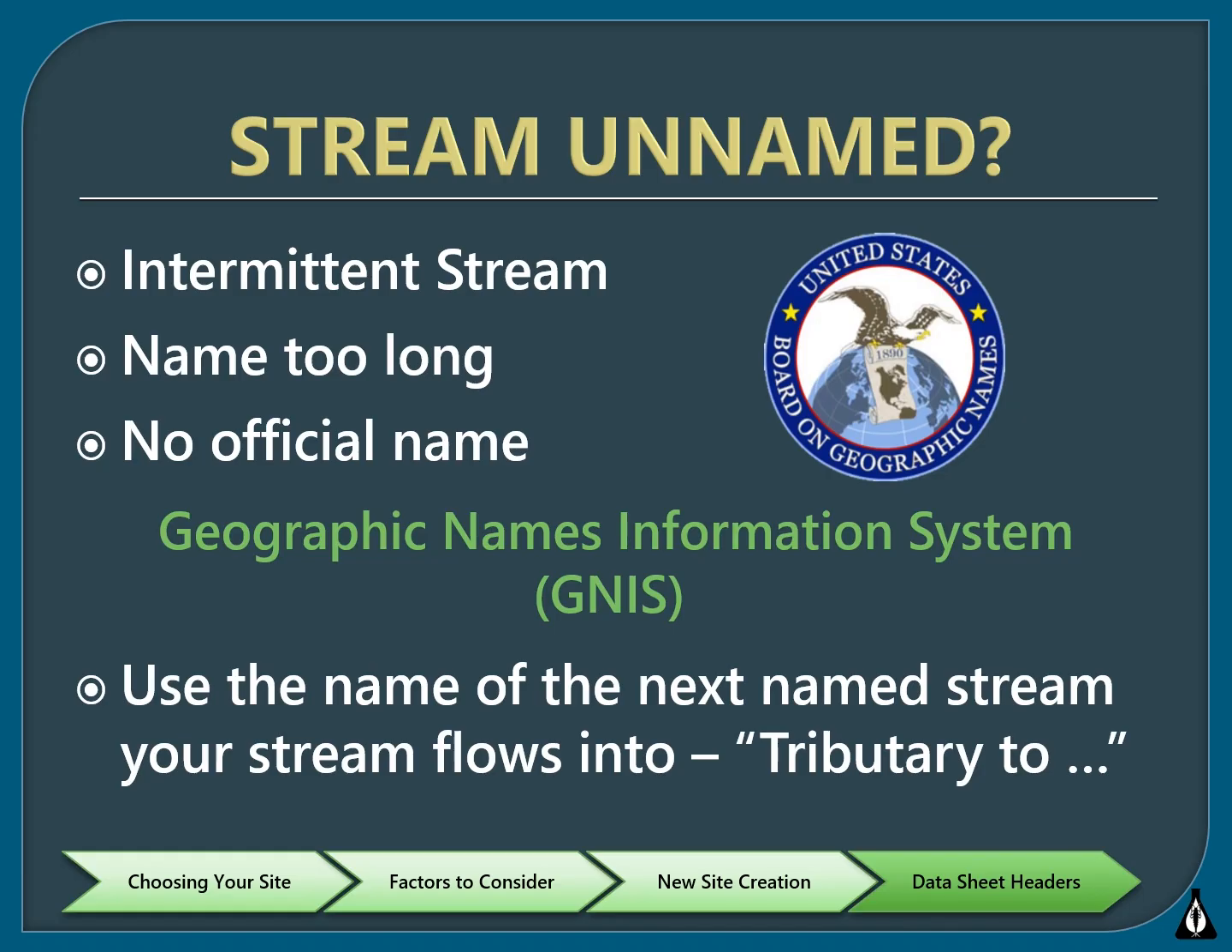When it comes to naming a stream, we have had a few stream members that have applied to have their streams officially named within the Geographic Names Information System. This is a great way to provide additional community and awareness for a local body of water. If you are interested in naming a stream, or if you're not sure what the name of your stream is, please feel free to reach out to staff.